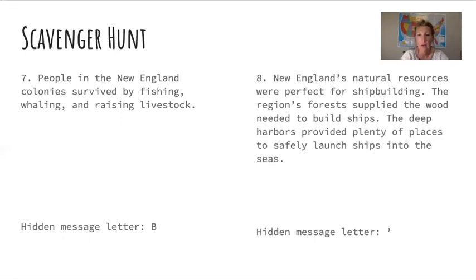Number 8. New England's natural resources were perfect for shipbuilding. The region's forests supplied the wood needed to build ships. The deep harbors provided plenty of places to safely launch ships into the seas. Ooh, and this hidden message letter is not a letter. It's a character that you put in.